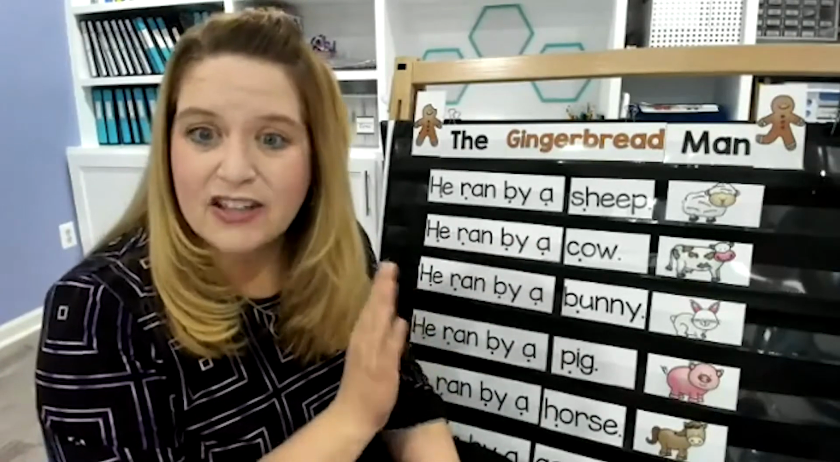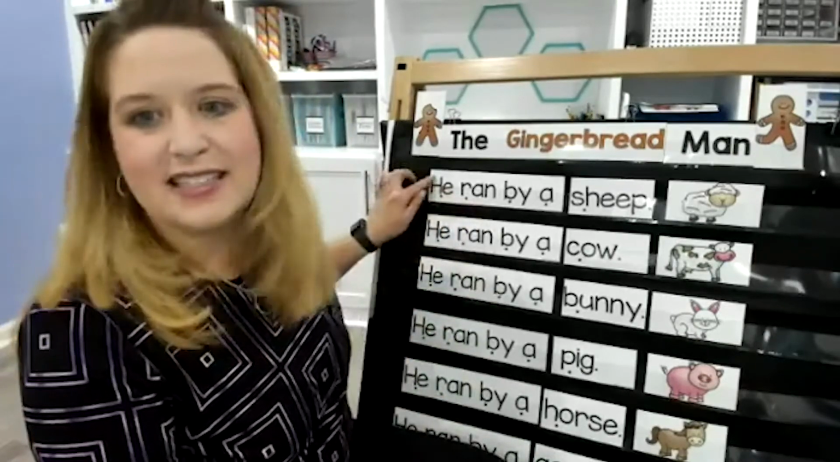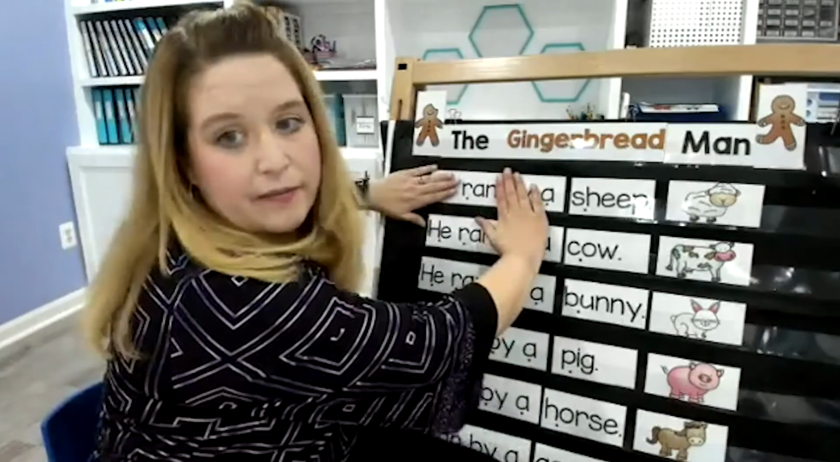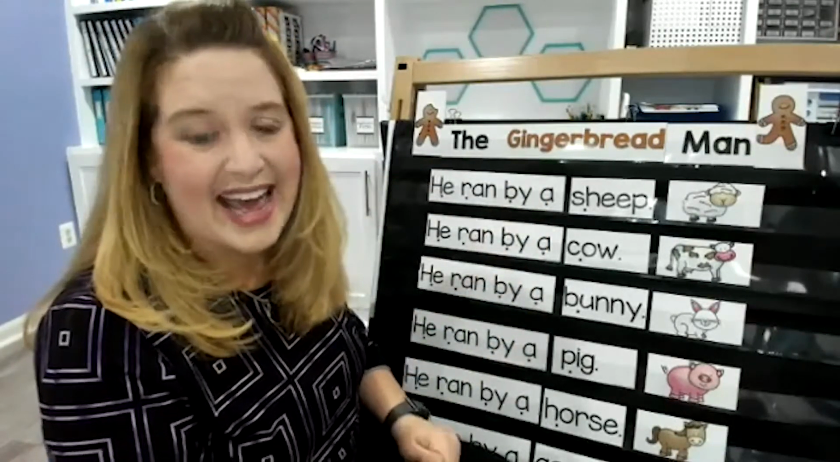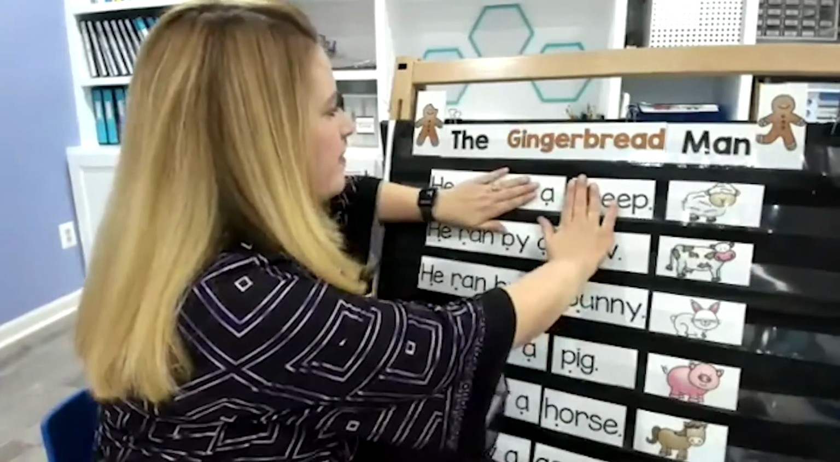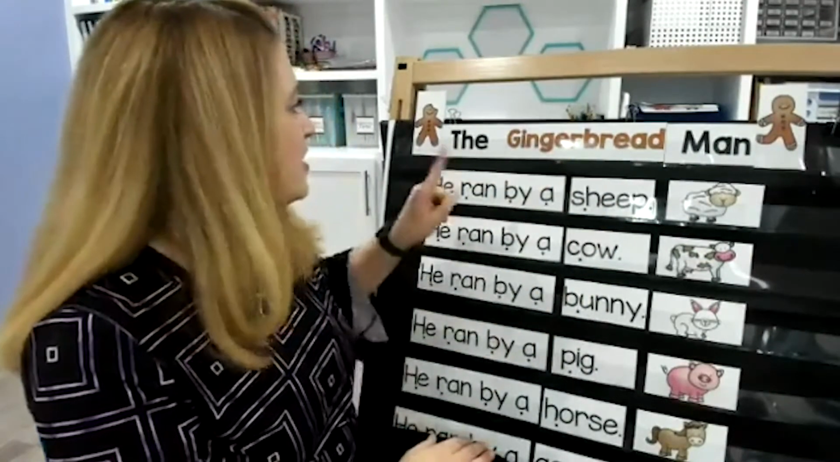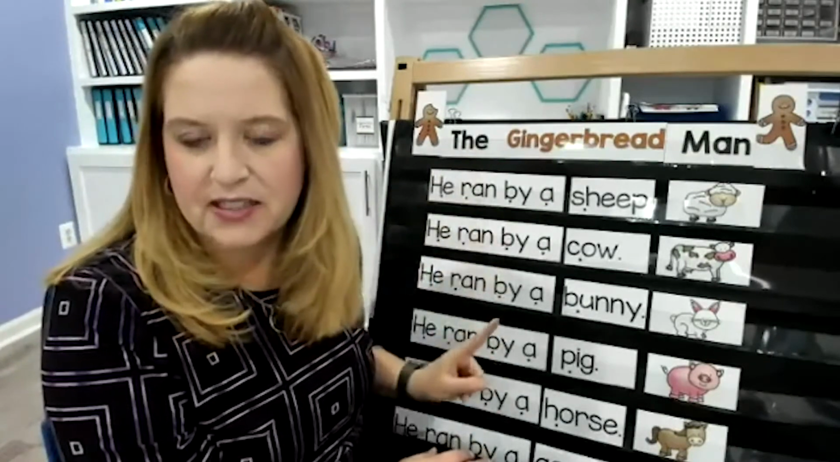And when they have solid concept of word, then they can do things like, in this sentence, can you find the word "ran"? And they'd be able to cover it up. In this sentence, can you find the word "a"? Cover it up. In the title, can you find a space between the words? And they're like, oh, there's a space right there. Students who have solid concept of word can do those things.